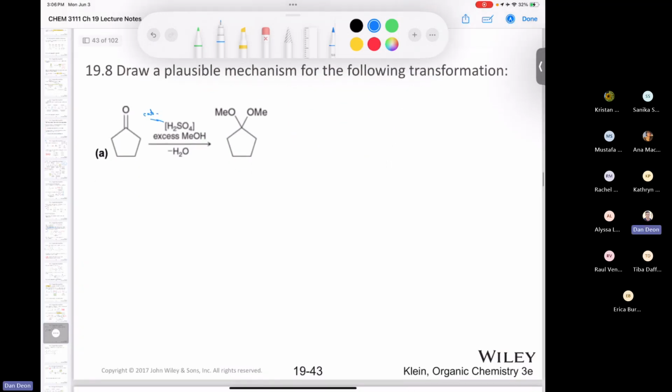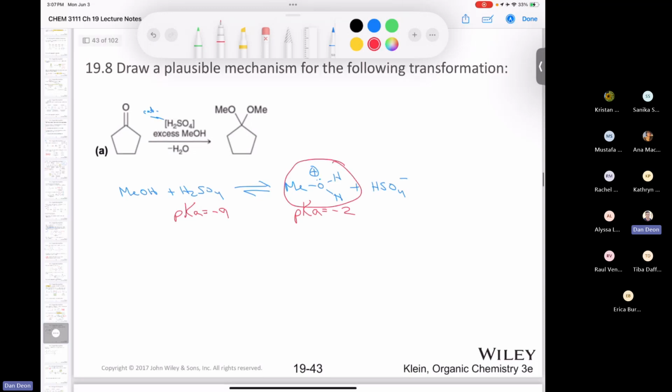So if I combine methanol with sulfuric acid, H2SO4, there's going to be an equilibrium between this and the protonated form of methanol, the conjugate acid of methanol plus the hydrogen sulfate ion. The pKa of sulfuric acid is about -9, and the pKa of this is going to be close to the pKa of hydronium, which is around -2. So that means the equilibrium is going to lie to this side.